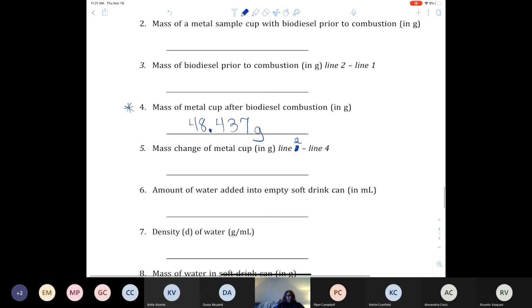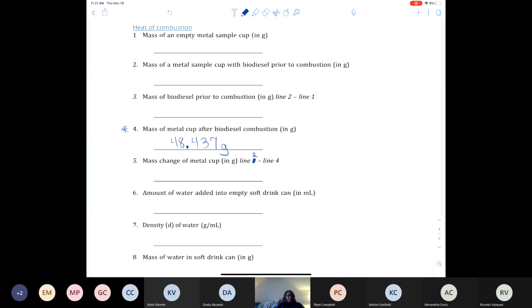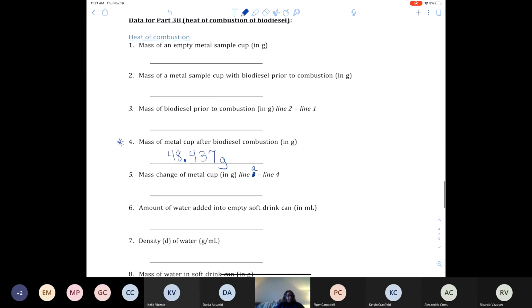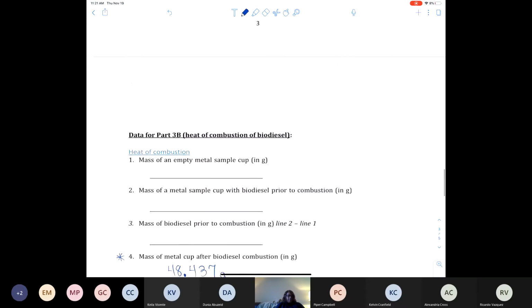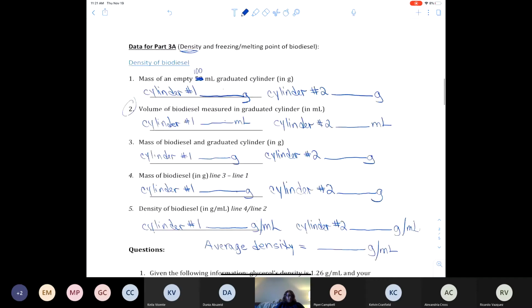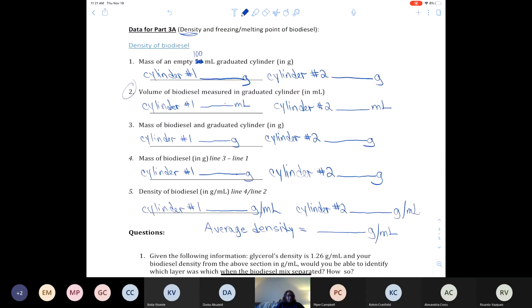So make sure you go ahead and write down that mass information for line 4 for the heat of combustion determination. And then also make sure you note that for the density determination, we had 2 100 mil graduated cylinders involved. And so you'll be giving 2 pieces of information in lines 1 through 5 for cylinder 1 and cylinder 2.